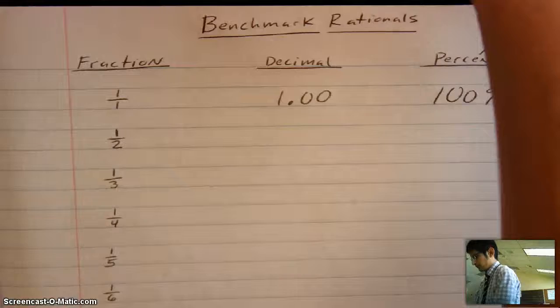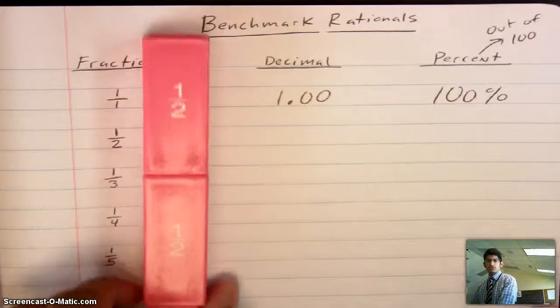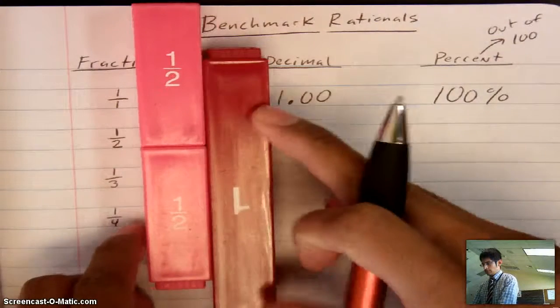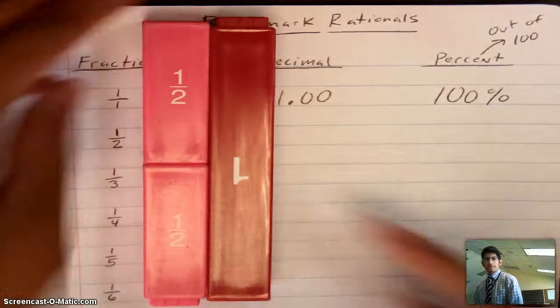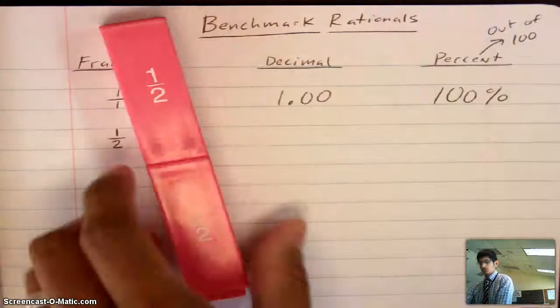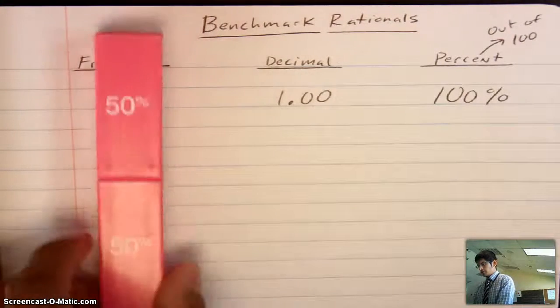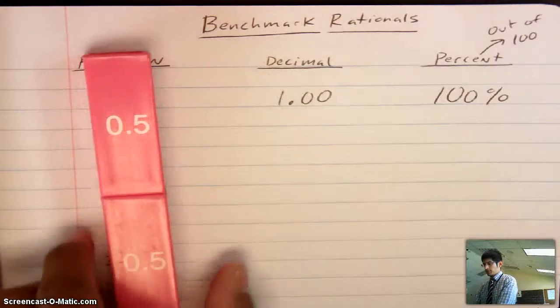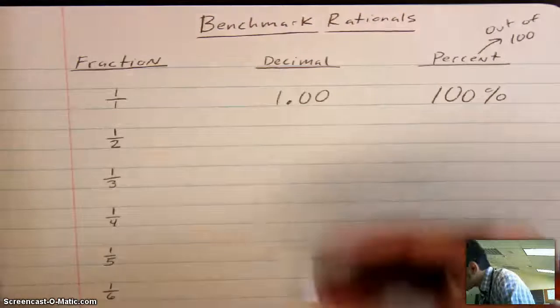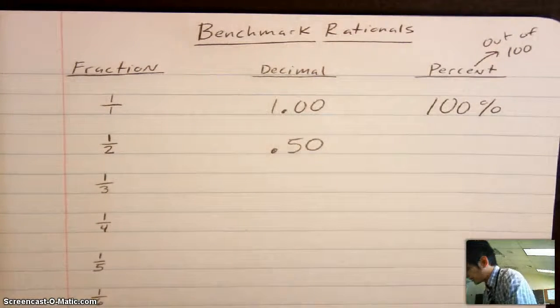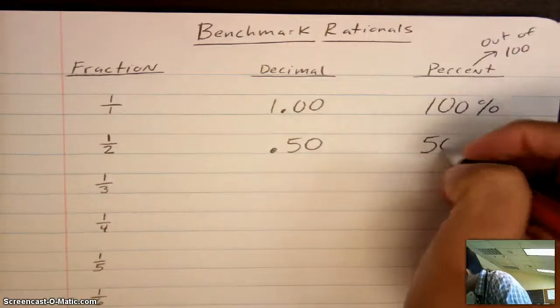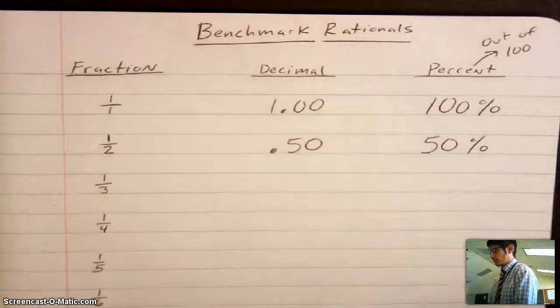Let me find a half. So here's a half, and as you can see, 2 halves make a whole, of course. Well, let me line them up correctly. There we go. All right, so a half is going to be 50 cents, all right? Because 50 plus 50 makes $1. So my decimal is 50 cents. My percent is going to be 50% because I have 50 cents.